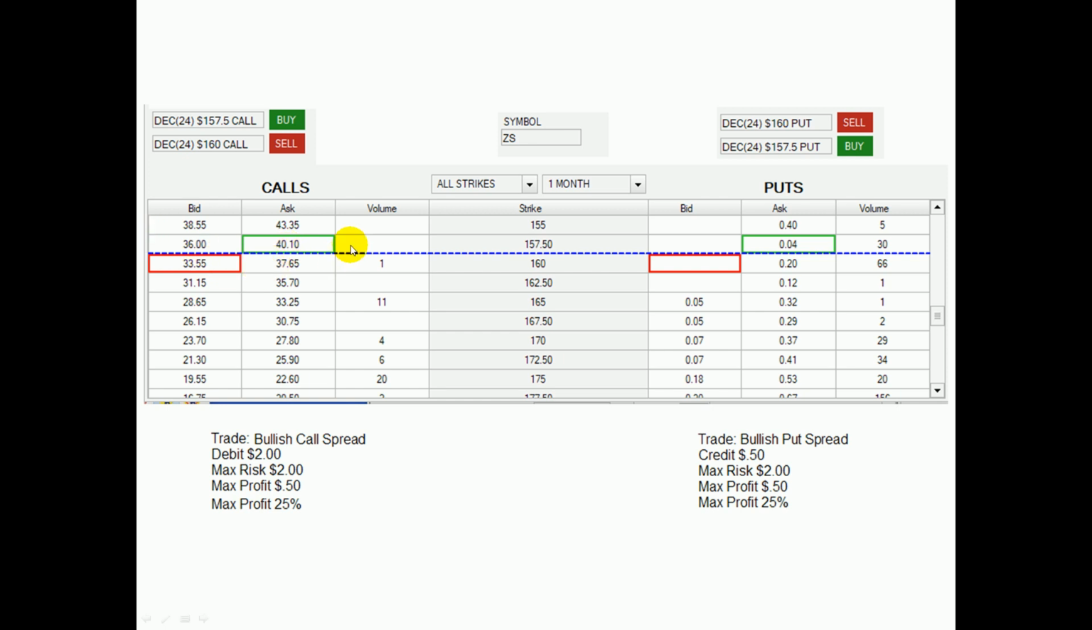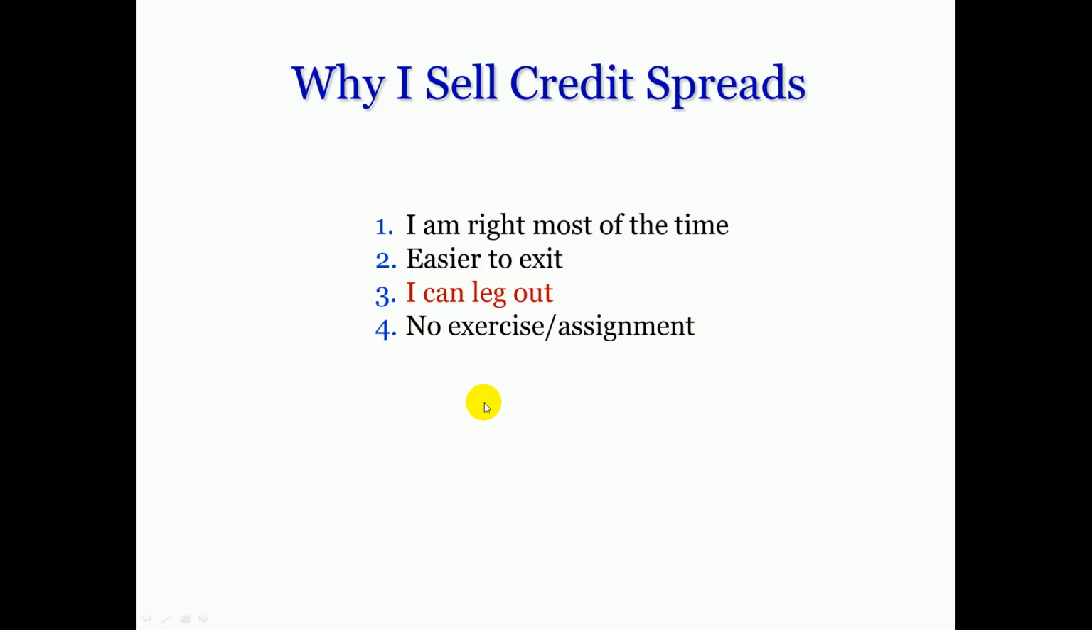Well, if you were selling your long call position, that's going to leave you naked short the 160 calls in this instance. And that requires the highest level of option approval, and it's going to incur a huge margin requirement. And the brokerage firms are not going to let you do that. They're not going to let you leg out of a call debit spread. So that's another reason I prefer to sell out of the money put credit spreads. I can leg out of the position.